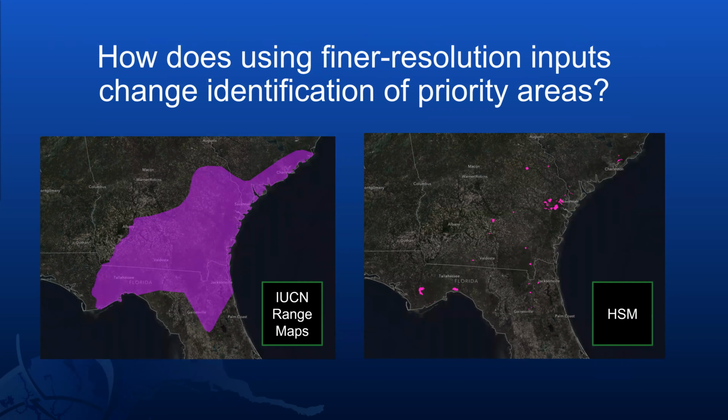Here's another question we can ask with MoBi data. We can compare previous efforts that mostly rely on range maps to results using habitat suitability models for species where we have both data types.